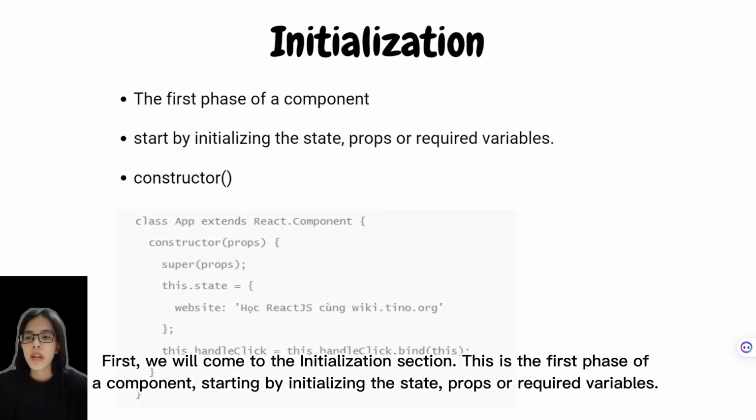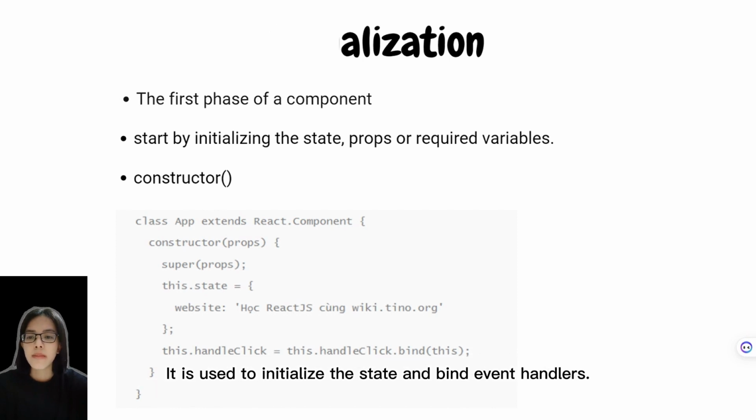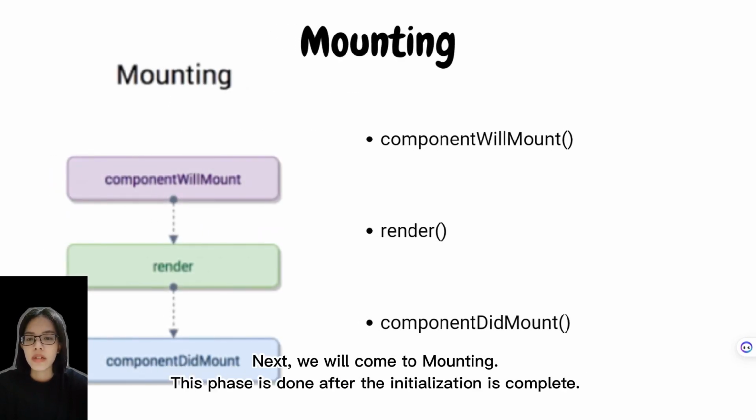This is the first phase of the component, which starts by initializing the state and props as required. This is done inside the constructor method. The constructor method is called when a component is first created. This is used to initialize the state and bind event handlers.